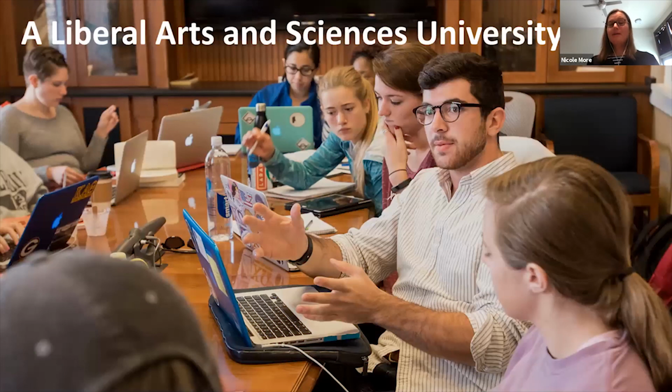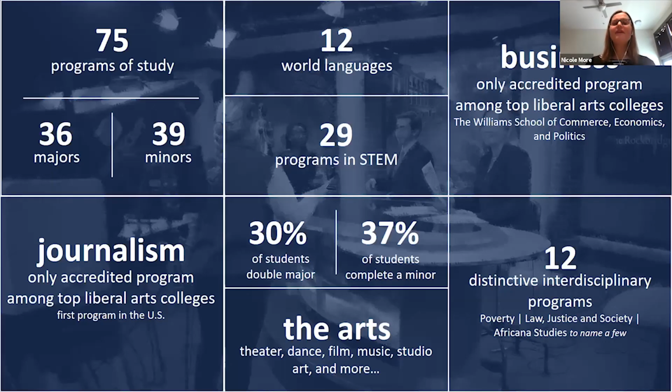And this is what we mean by a liberal arts and sciences university, because we have 75 different programs of study, everything from accounting to women's and gender studies. We have traditional majors like writing, English, history, political science. We have dance, we have theater, we have the arts. But we also, as an institution, we're very unique. We are one of the few top liberal arts and sciences universities. We're actually top 10 in the US.